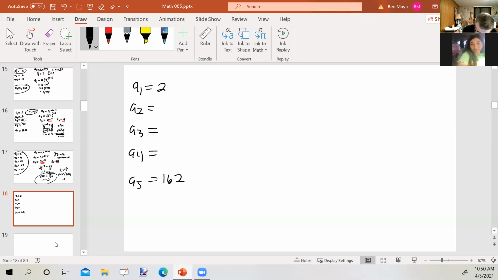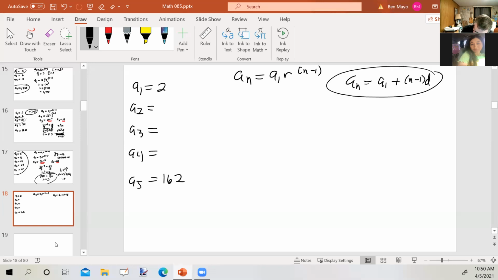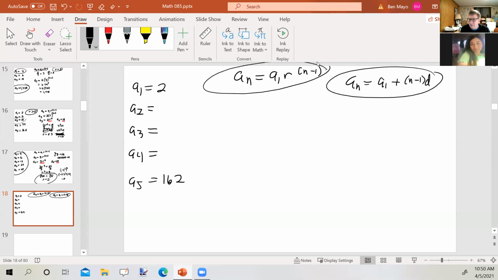Let's see here. We're going to use a sub n equals a sub 1 times r to the n minus 1 power. This is the second formula you could have on a card while you're taking the test on Wednesday. The first one is that arithmetic sequence formula, a sub n equals a sub 1 plus n minus 1 times d. So you can have those two formulas on a card. If you were taking a test in class, they would appear at the top of the test. Anyway, okay. Back to this.